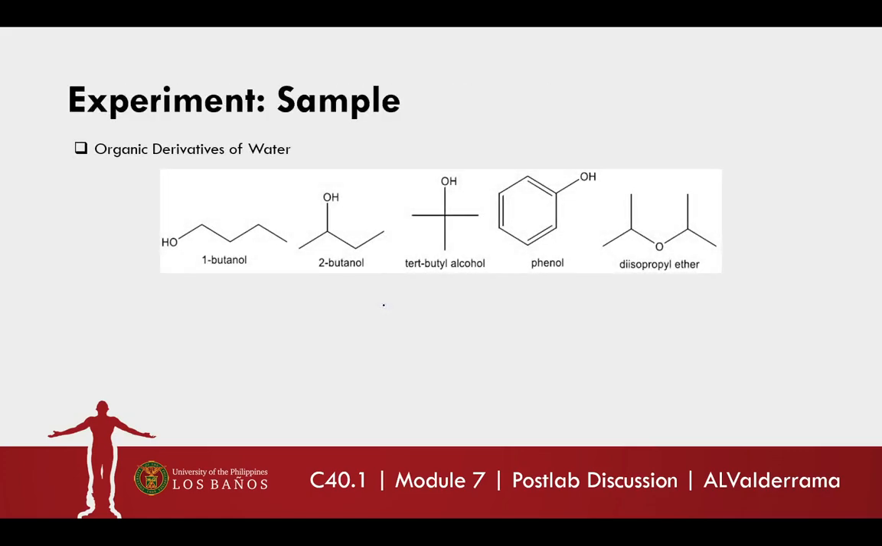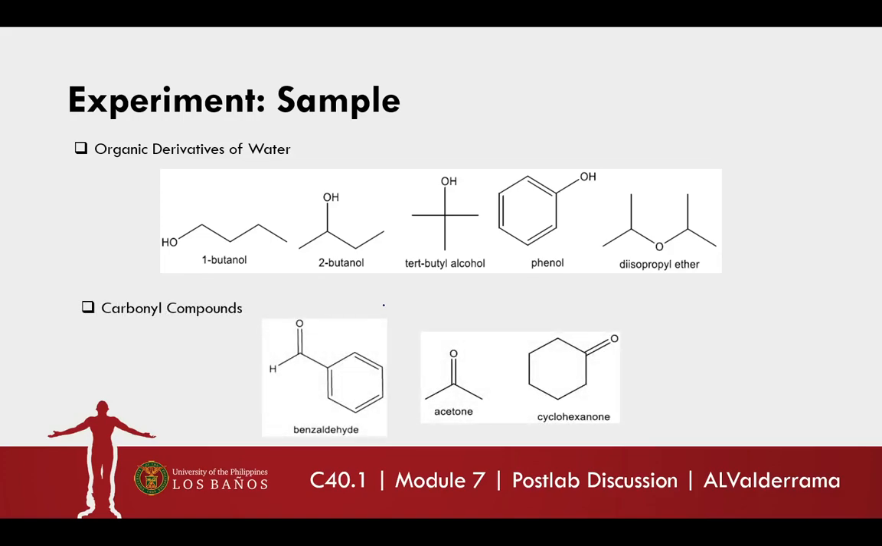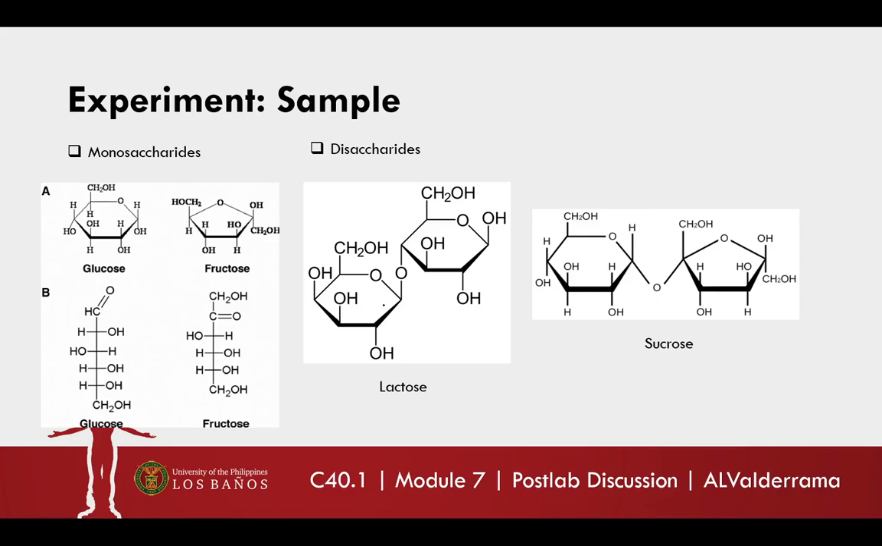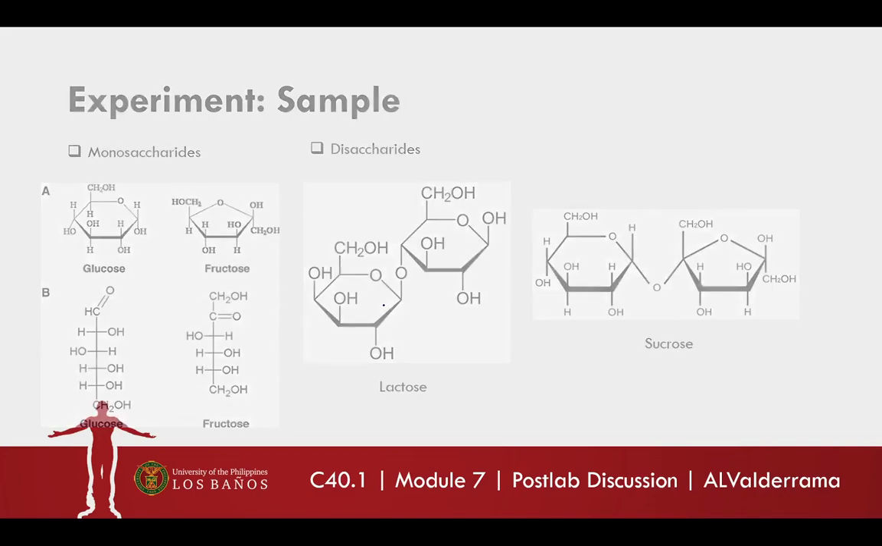Then for the experiment, these are the samples used. You have your 1-butanol, 2-butanol, tert-butyl alcohol, and phenol and diisopropyl ether. Then for carbonyl compounds, you have your benzaldehyde, acetone, and cyclohexanone. And for monosaccharides, you have your glucose and fructose. And for disaccharides, you have your lactose and sucrose.